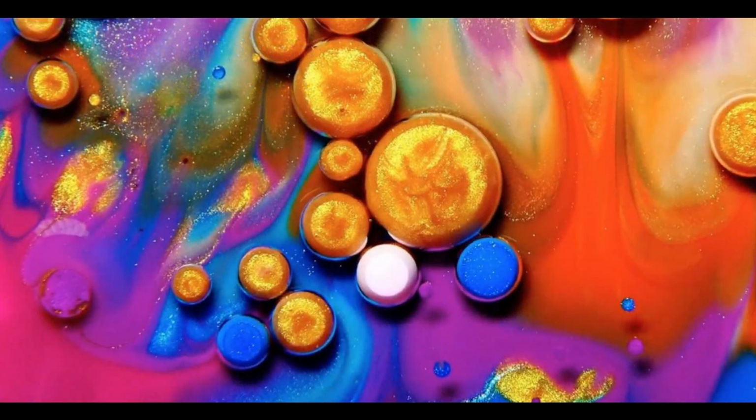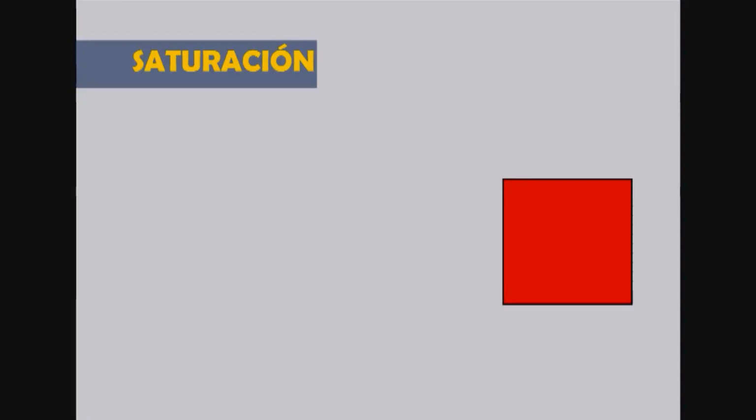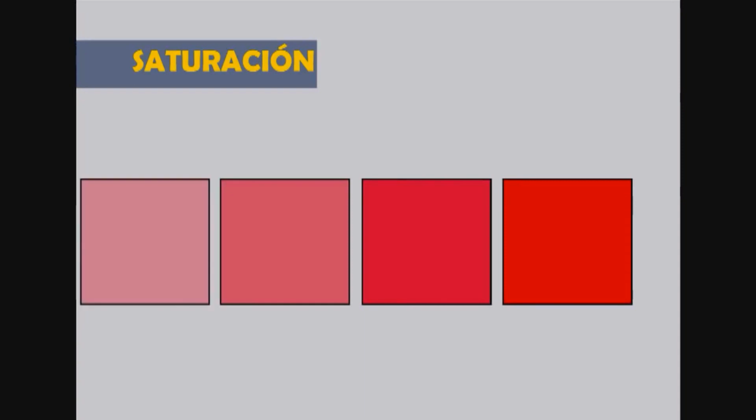When we are painting or making a design or an illustration, sometimes we will be interested in enhancing the colors and other times not. Colors have three properties: saturation, hue, and brightness. Saturation is the greater or lesser intensity of the color. With the same color, we can create a range of different saturations, varying its strength or intensity.